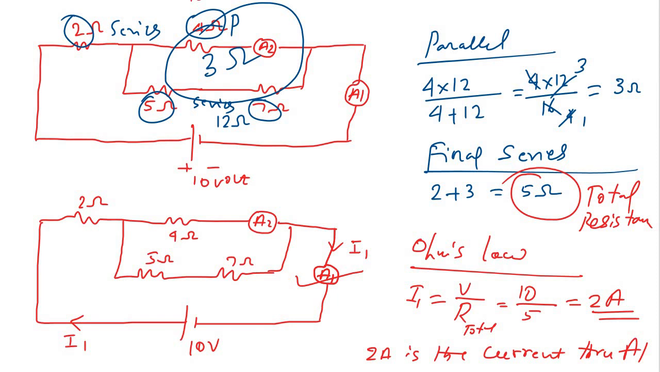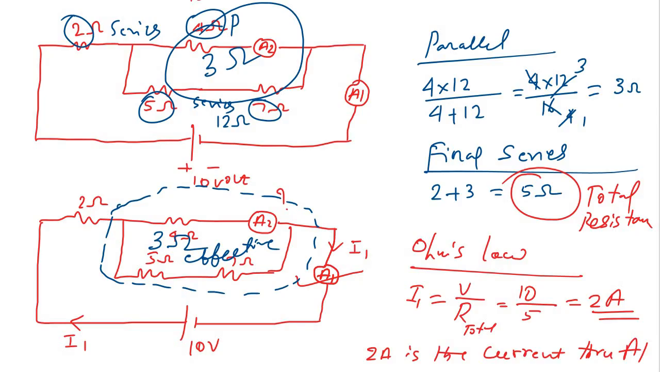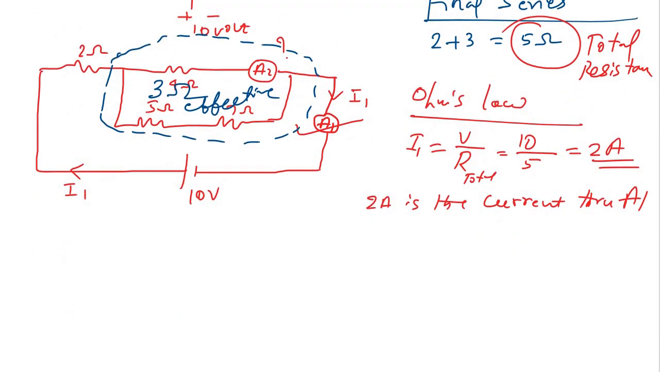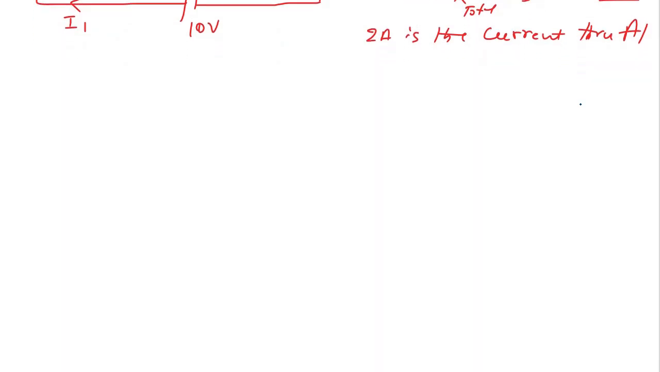What do we have to find next? We have to find the current through A2. How much current is flowing through A2? We have to find only this one. The effective resistance of this complete branch we already know, right? The effective resistance is 3 ohm. Using this concept, we are going to find the answer for A2.